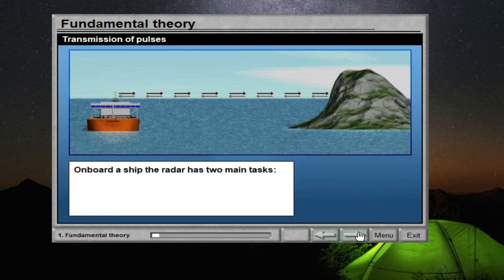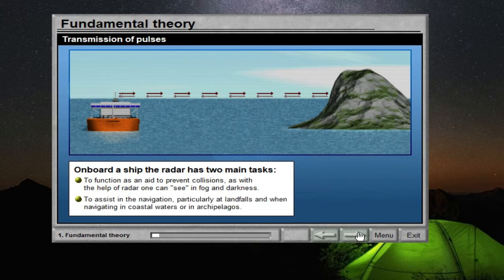On board a ship, the radar has two main tasks. One is to function as an aid to prevent collisions, as with the help of radar, one can see in fog and darkness. The other is to assist in navigation, particularly at landfalls and when navigating in coastal waters or in archipelagos.